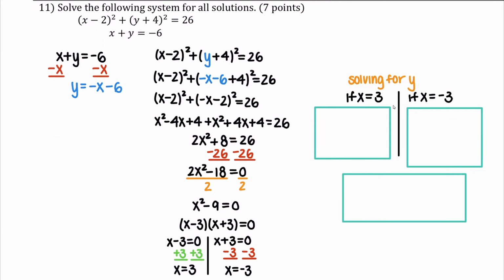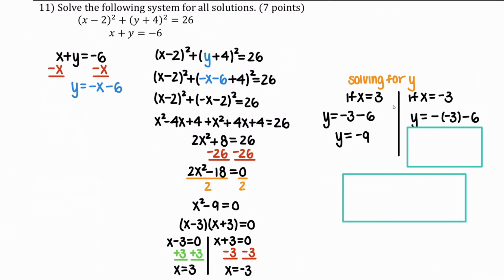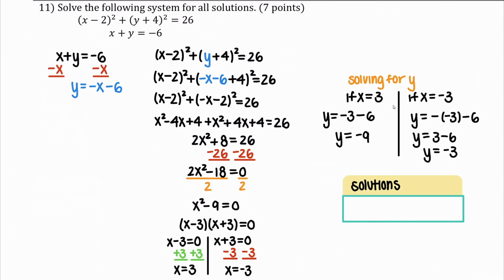So we have to solve for y by substituting our values of x into the equation that we isolated as such to find y. So therefore, that's going to give us negative 3 minus 6, therefore negative 9. In this case, negative 3 minus 6, or in other words, negative 3. So that gives us our two solutions, 3 comma negative 9 and negative 3 comma negative 3.